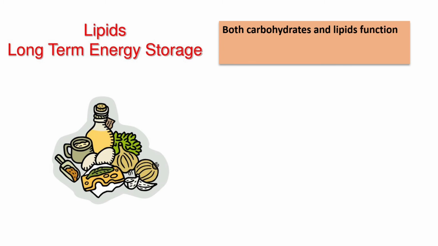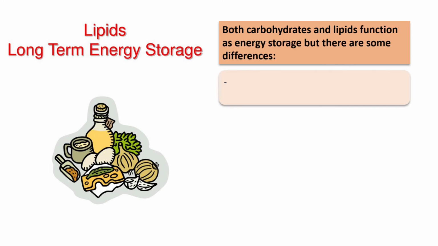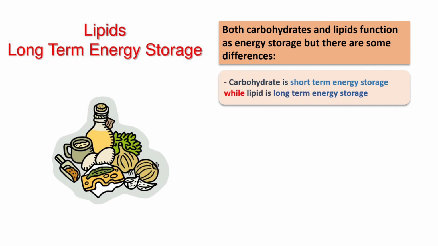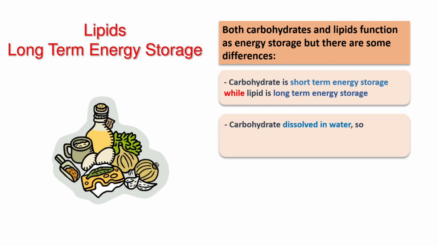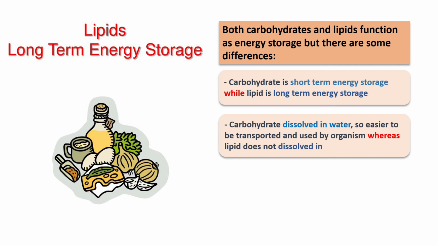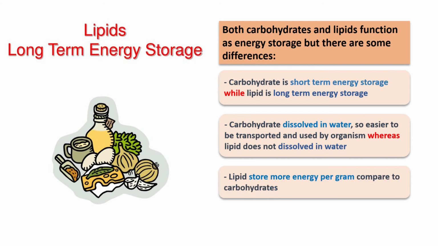Both carbohydrates and lipids function as energy storage, but there are some differences. Carbohydrate is short-term energy storage while lipid is long-term energy storage. Carbohydrate dissolves in water, so it is easier to be transported and used by the organism, whereas lipid does not dissolve in water. Lipids store more energy per gram compared to carbohydrates.